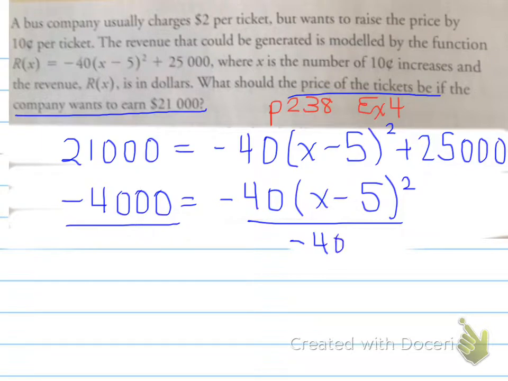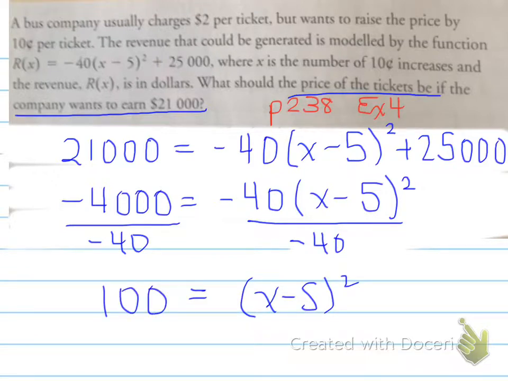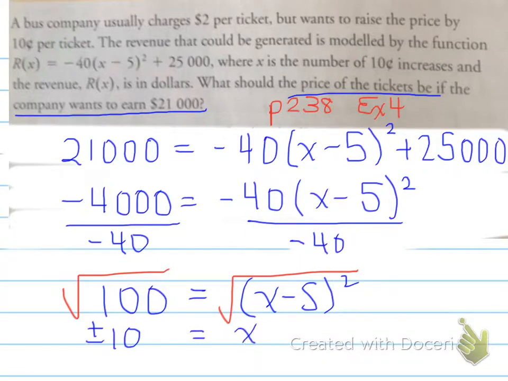Then we divide both sides by negative 40, and that gives us (x minus 5) squared on the right side and 100 on the left side. Next thing we're going to do is take the square root of both sides, and that gives us plus or minus 10 is equal to x minus 5. And that means that we have a final x of 5 plus or minus 10. 5 plus 10 or 5 minus 10.